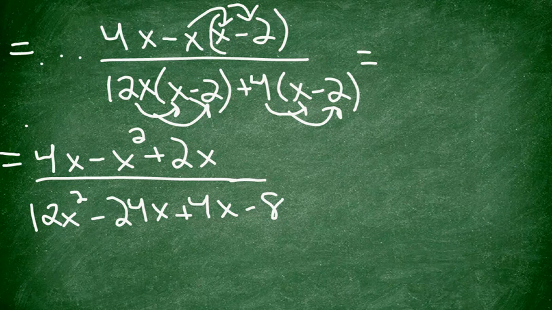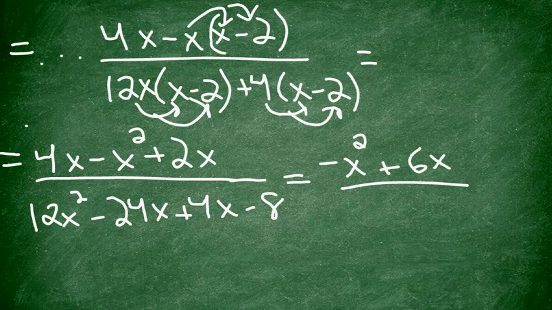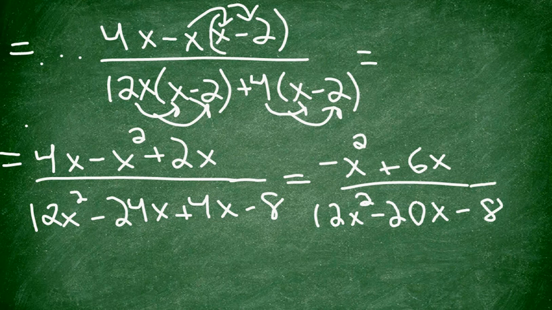Okay, so let's keep going here. Just bear with me. This problem is pretty long. I'm going to write the top in standard form, combining that 4x and 2x. And then I'm going to have this guy down here, combining negative 24x and positive 4x is negative 20x minus 8. Okay. Now, I'm going to see if there's anything I can simplify here.